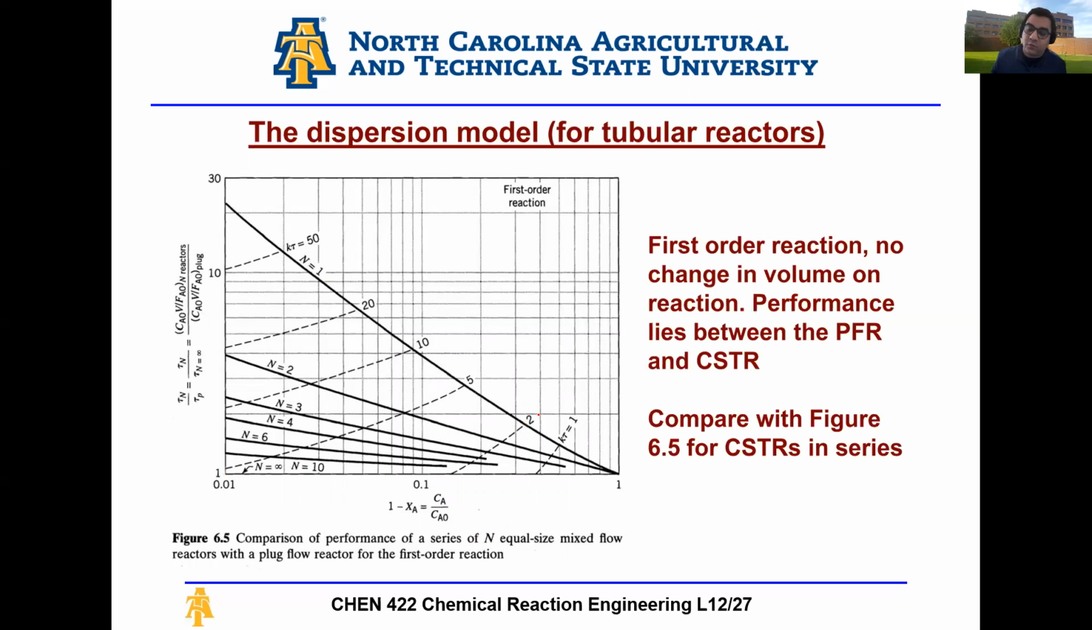So if you have a first order reaction, there's no change in volume on reaction, and the performance lies between a PFR and a CSTR. And then, if I have 5 CSTRs in series compared to 1 large CSTR, how would the performance be different? If I have PFRs, do I want a very long PFR or a bunch of smaller PFRs? All of these simple manipulations can make a big effect on your final design.